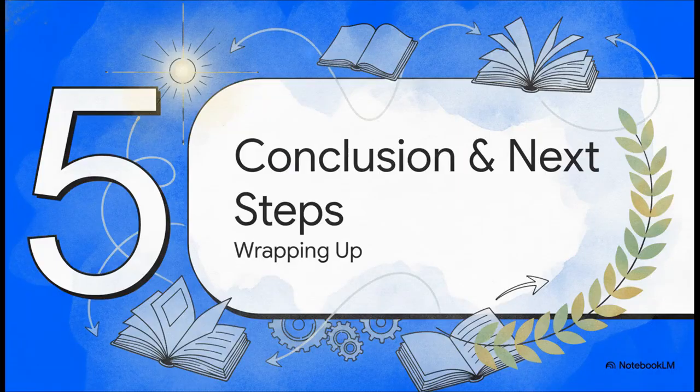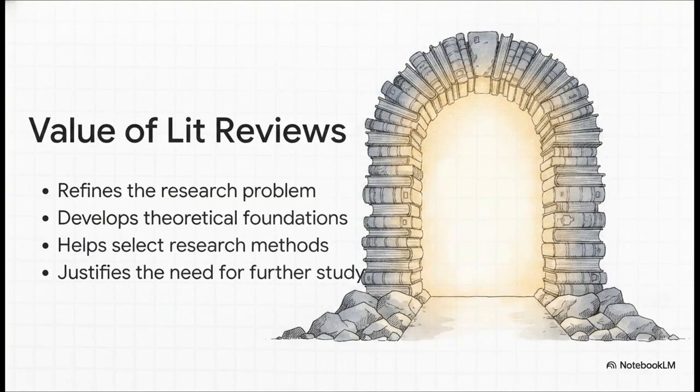Let's move to our final wrap-up. Section 5, Conclusion and Next Steps. To completely summarize our journey today, take a moment to consider the incredible value a literature review actually brings to your work. It takes a vague, perhaps clumsy research problem and refines it into a laser-focused inquiry. It develops the robust theoretical foundations you need to stand on with confidence. It actually helps you select the most appropriate research methods by clearly showing you what worked well and what completely failed for past researchers tackling similar problems. And finally, it boldly justifies the need for your specific study.